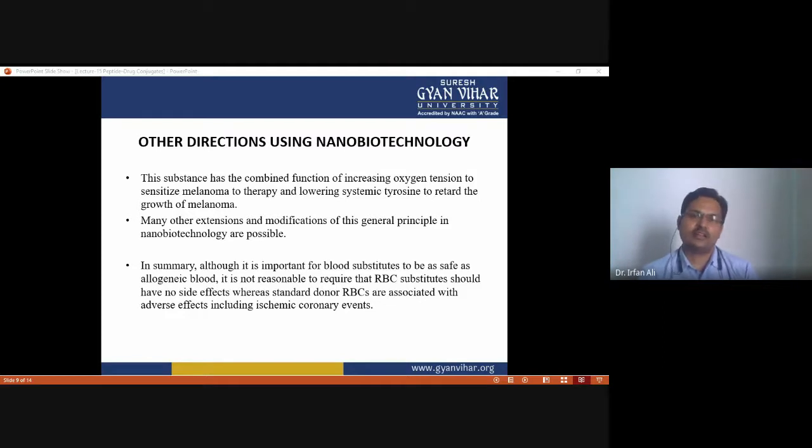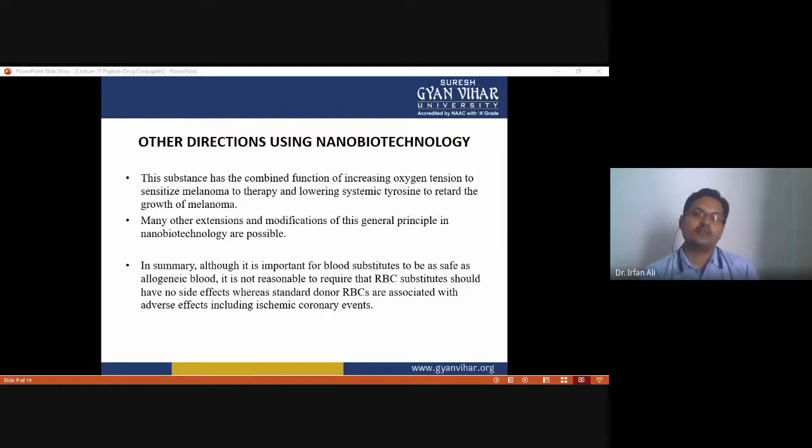So there is always the discussion of how safe blood substitutes are, and it is reasonable to require that RBC substitutes should be able to replace allogeneic RBC without causing more adverse effects than allogeneic RBC.